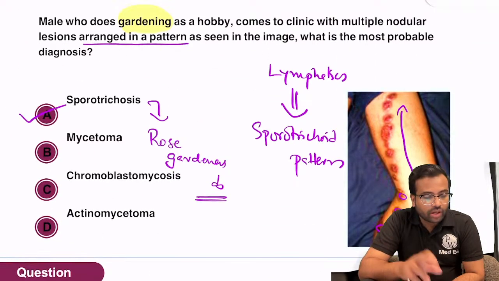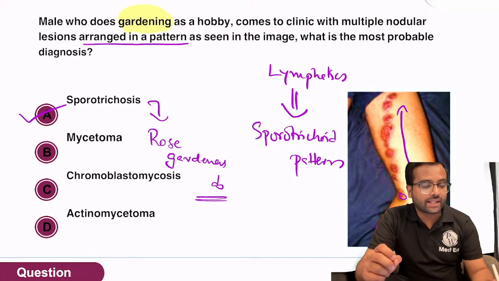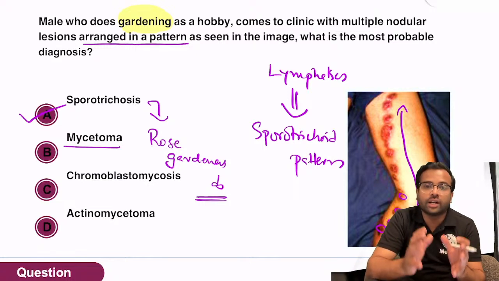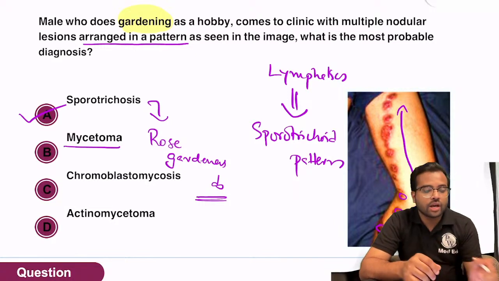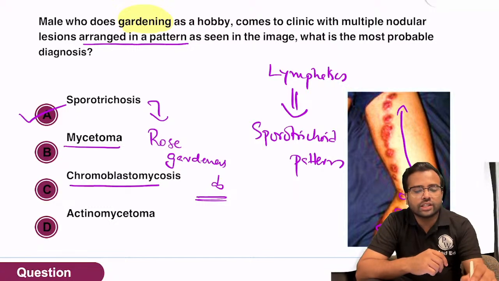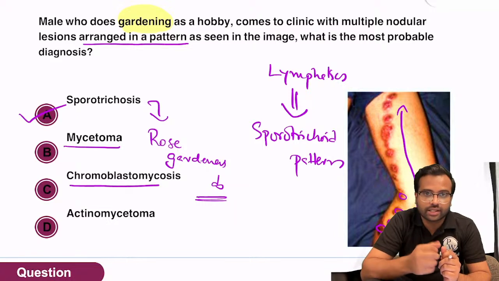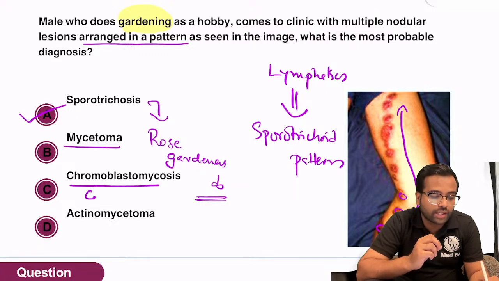Previous question. See, in the previous question, to answer about the other options, mycetoma means Madura foot. In Madura foot, the patient would have come with a large swelling of the ankle. यहाँ पे कोई ankle swelling नहीं है. Chromoblastomycosis usually comes like cauliflower-like exophytic lesions in the leg. So this doesn't look like a cauliflower lesion, because in chromoblastomycosis we can also see copper penny bodies as well, okay, in histopathology.